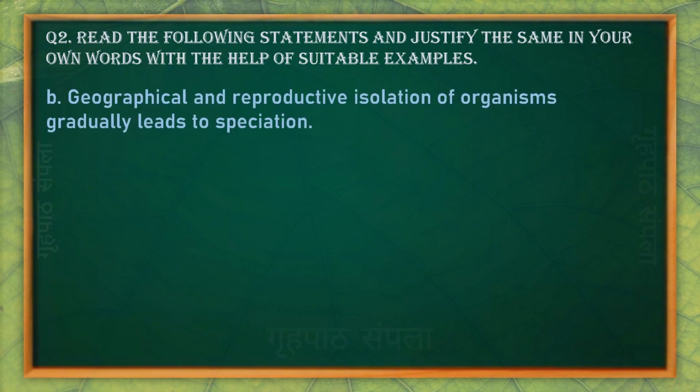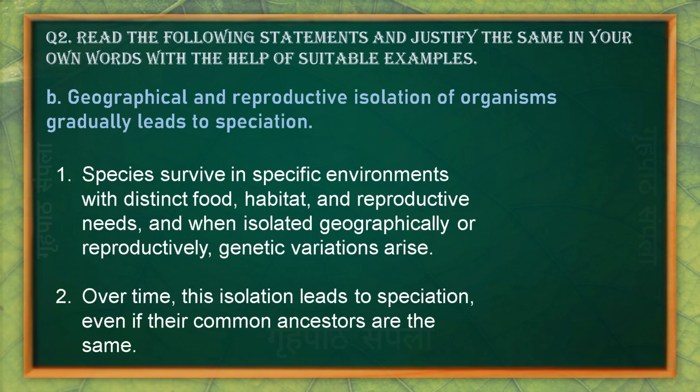B. Geographical and reproductive isolations of organisms gradually lead to speciation. 1. Species survive in specific environments with distinct food, habitat, and reproductive needs, and when isolated, geographically or reproductively, genetic variations arise. 2. Over time, this isolation leads to speciation, even if their common ancestors are the same.